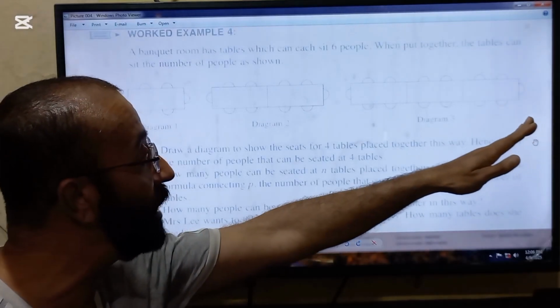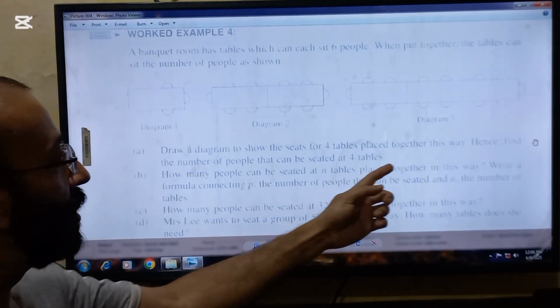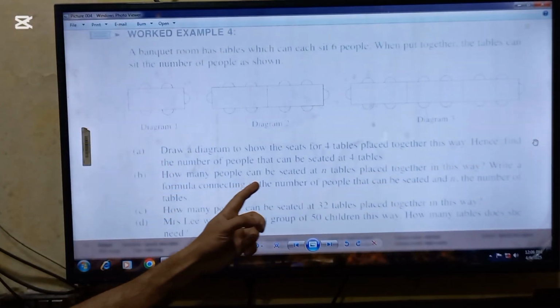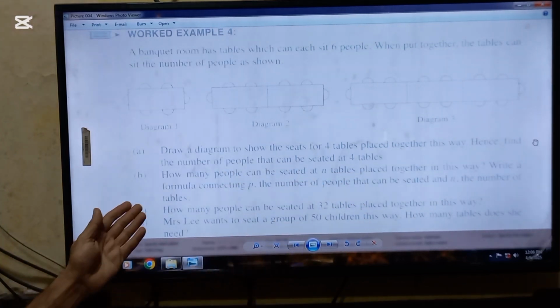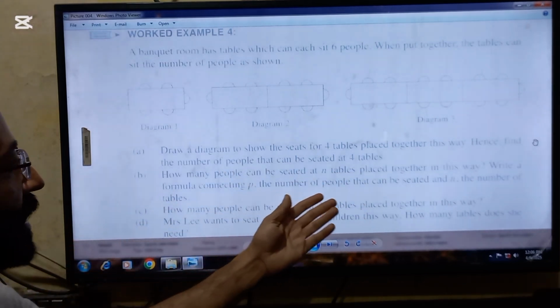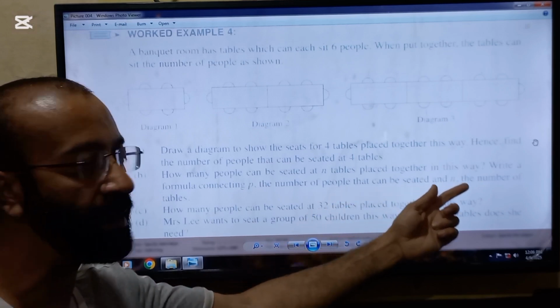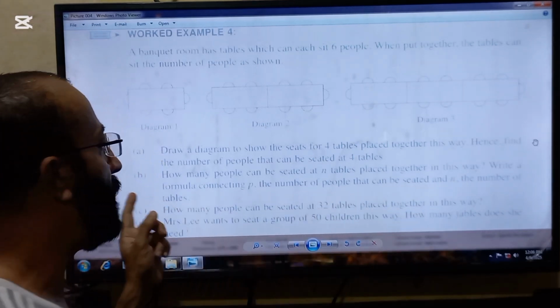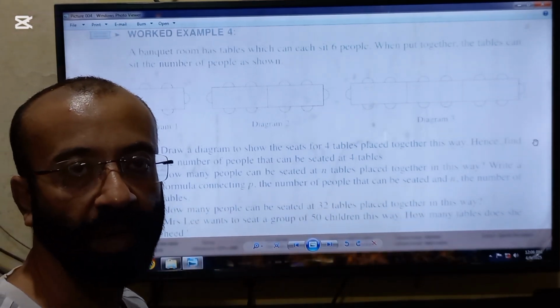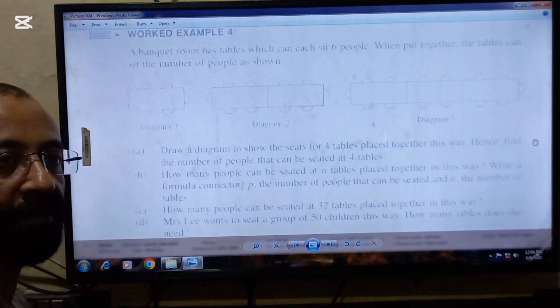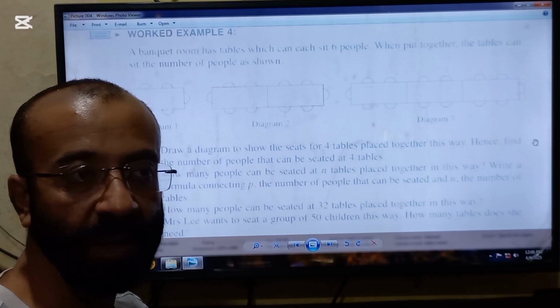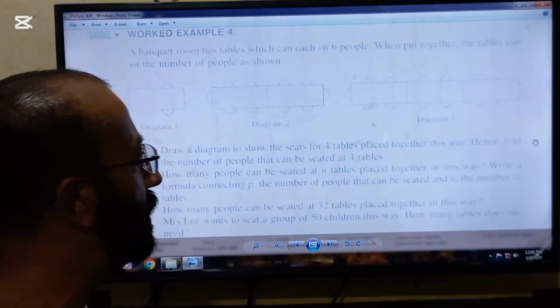So 4 tables will be joined, hence find the number of people that can be seated at 4 tables. This is the first requirement. B part is, how many people can be seated at n tables placed together in this way. So to solve the B part, definitely we will be required to find the nth term first, because by finding the nth term you will be able to find the number of people sitting at any number of tables.